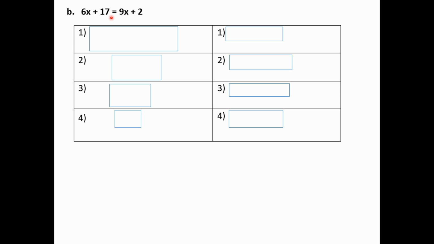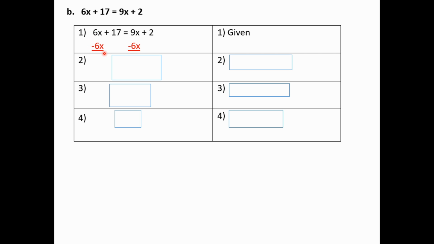Moving on to another example, we're starting off with 6x plus 17 equals 9x plus 2. I'll go through this a little bit quicker this time. Again, since you're given this problem, we're going to write out, this is our given statement, so this is what we're told. So the reason for that is given.